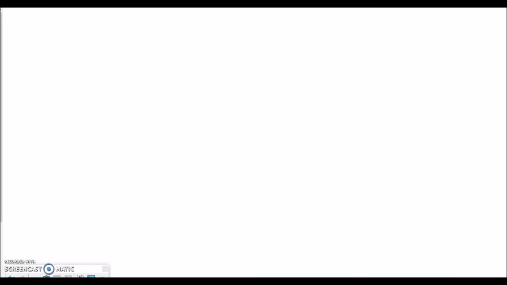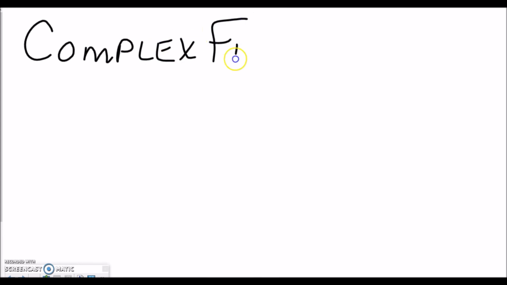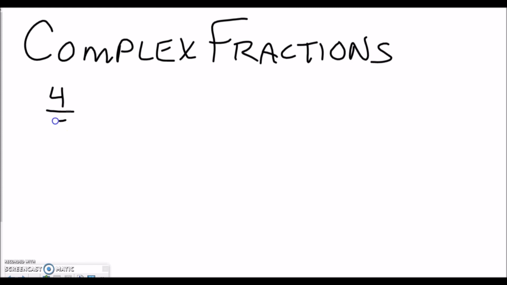Hey, it's Mr. Repka, and we're going to be talking about complex fractions. We have been talking about fractions for a week or so now, and we're going to continue with fractions. And remember, a complex fraction is just multiple fractions in the same problem.